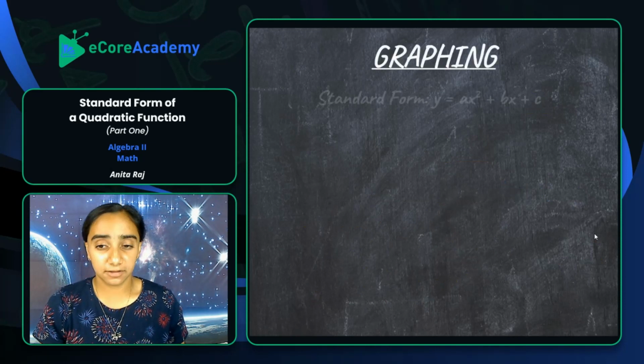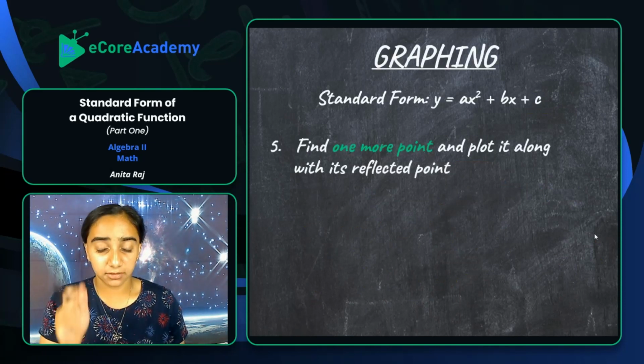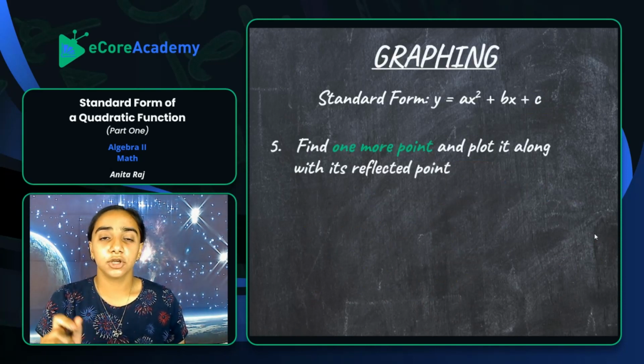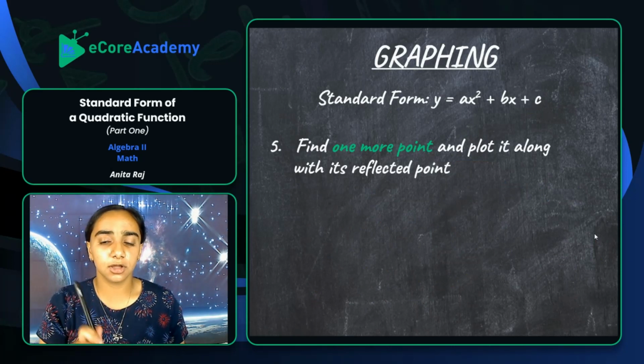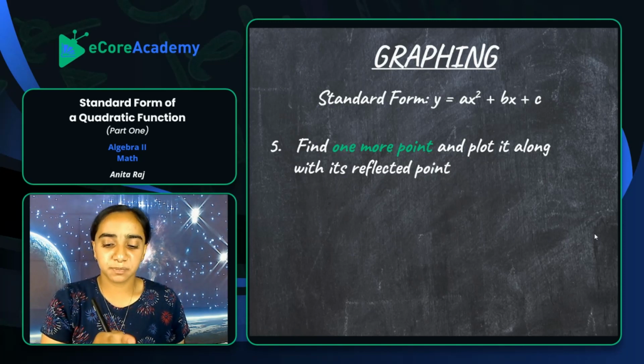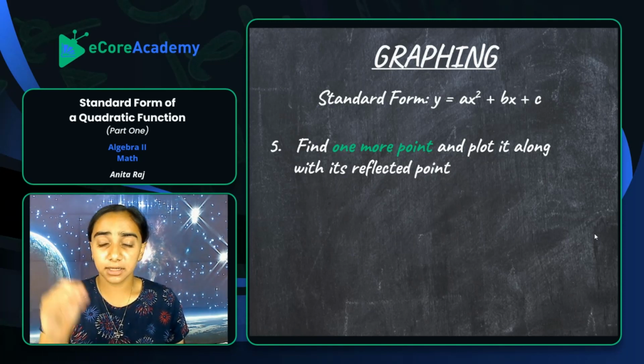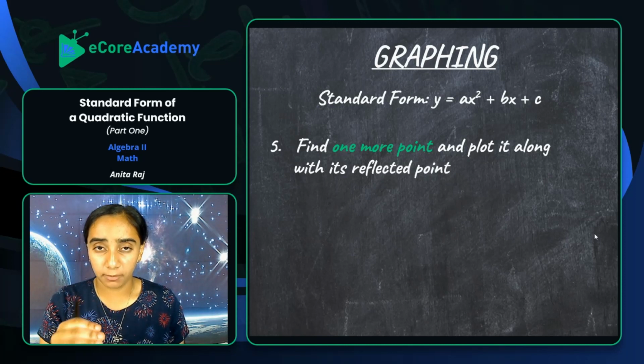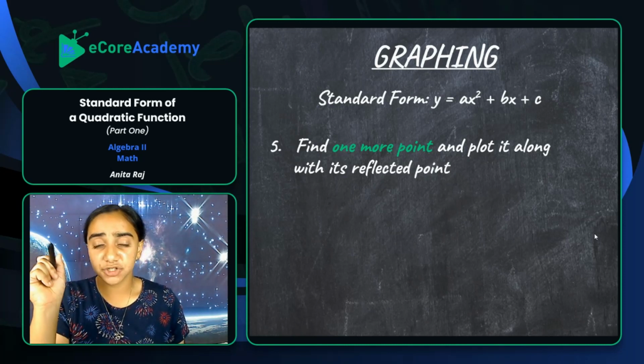Okay, let's look at graphing. Standard form is written again, step 5. So we're almost there. You're going to be finding one more point and plotting it along with its reflected point. So at this point, you can just pick an x value, plug it into your quadratic standard form, find the y value, and just plot it.